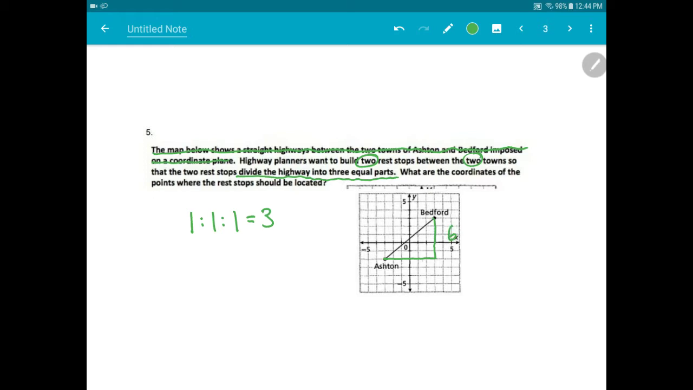Let's take a look at our side lengths. We've got a side length of 1, 2, 3, 4, 5. Oops, 5 on this side, and 1, 2, 3, 4, 5, 6 on this side. So now I'm at a point where I've got to change my ratio.